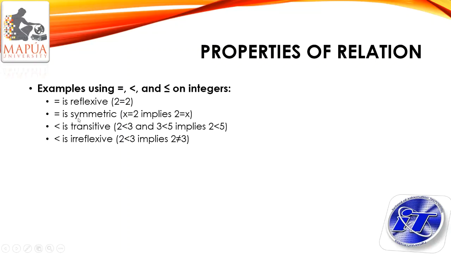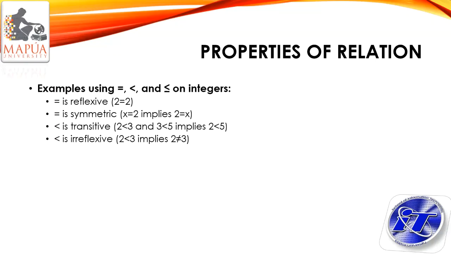If we say symmetric, x equals 2 implies 2 equals x. Okay, so you could alter the order of our values, and still they are equal. So A is equal to 2, 2 equals A. X equals 2, 2 equals X.